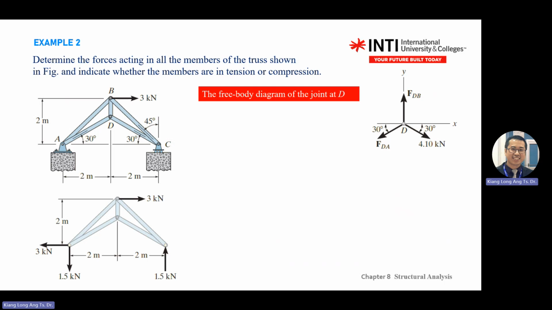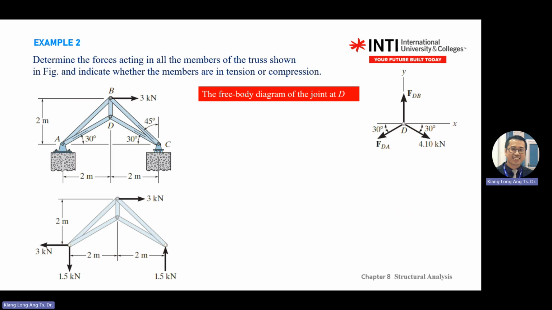Okay, so at D, you have 2 members and 1 member pointing out. So you have 3 unknowns, 1 you already solved, and you have 2 unknowns. So you can continue to solve. Make sure every time you do a solution, you arrive at only 2 unknowns and 1 known member, like this diagram. Then only you can solve. If you have more than 2 unknowns, then you cannot solve.